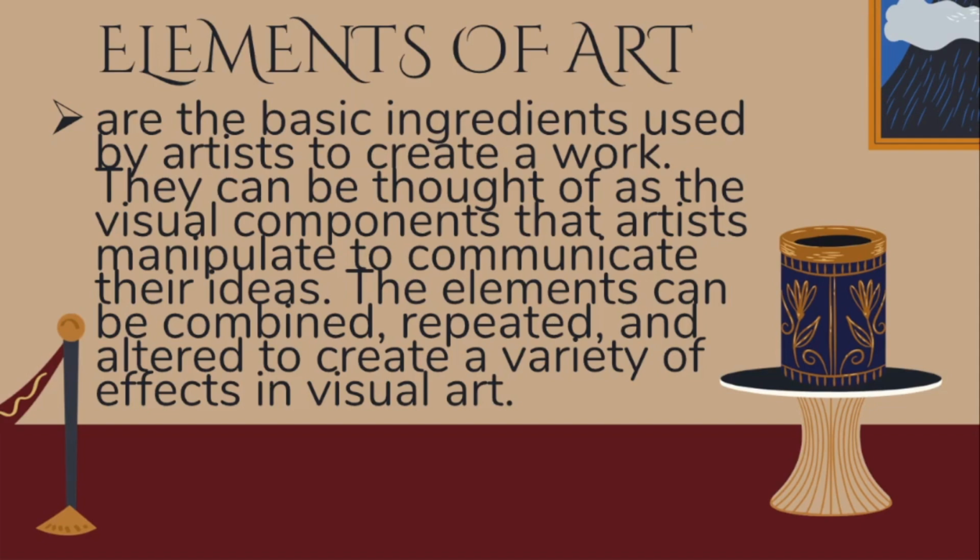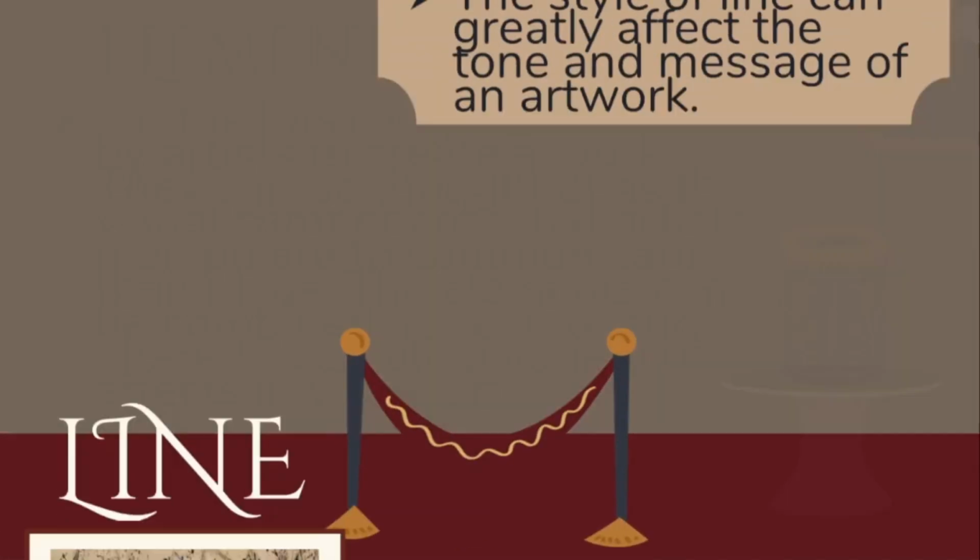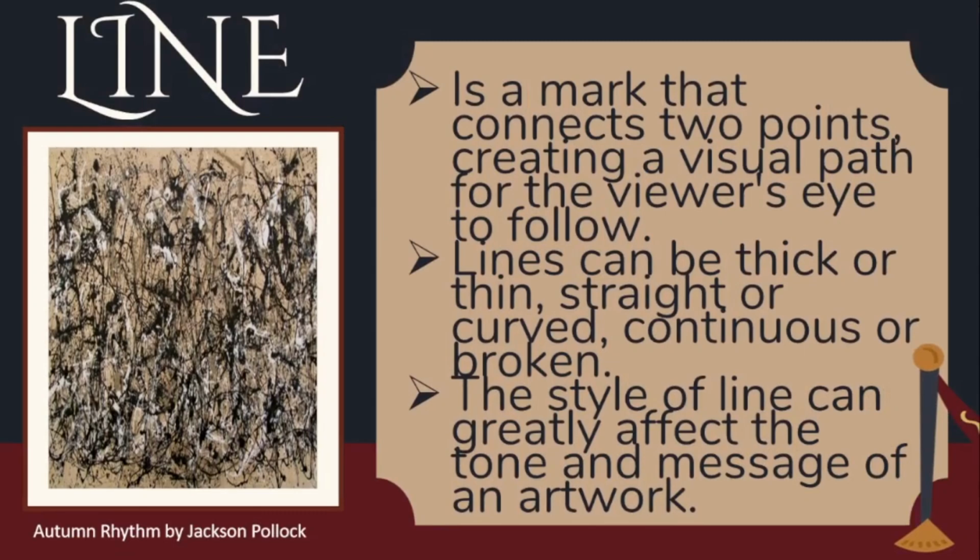A. Line. A line is a mark that connects two points, creating a visual path for the viewer's eye. Lines can vary in thickness, direction, and style, influencing the tone and impact of an artwork. They help create shapes, textures, and forms, define space, emphasize focal points, and guide the viewer's gaze. Example, Autumn Rhythm by Jackson Pollock. This painting showcases energetic, dynamic lines using dripping and splattering techniques.